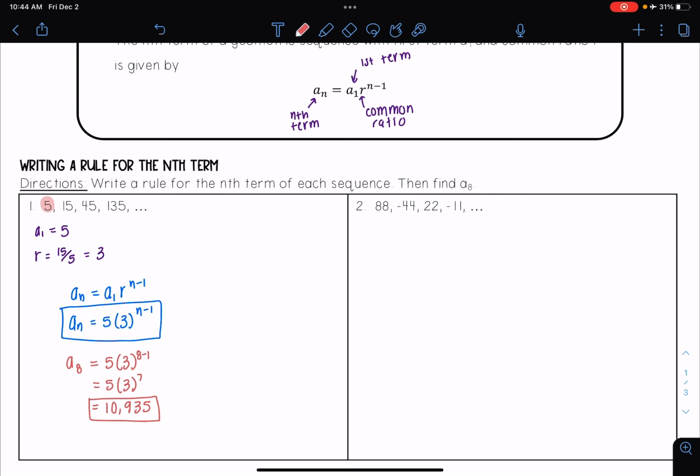Be careful when you're putting this in your calculator. You could go ahead and put this whole thing in, but if you're going to take it part by part, make sure you do your exponent first. So do 3 to the 7th power first, and then multiply that answer by 5.